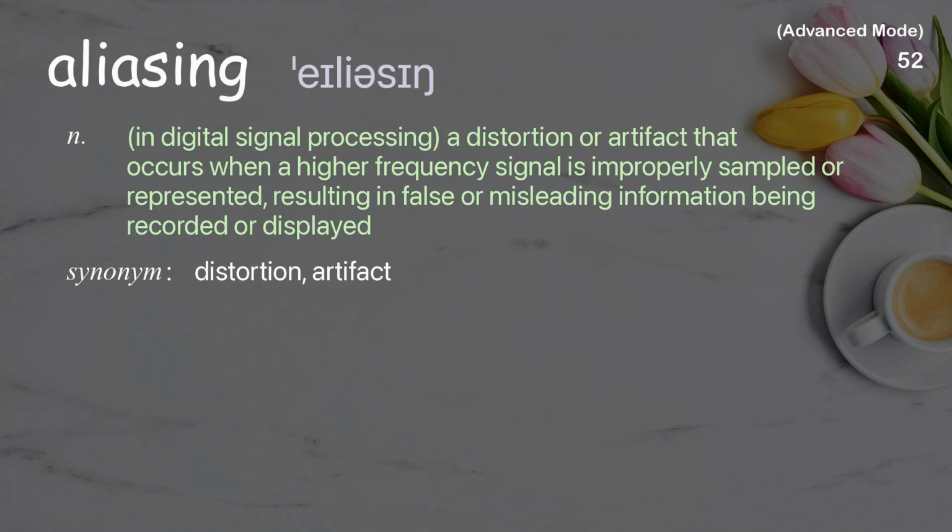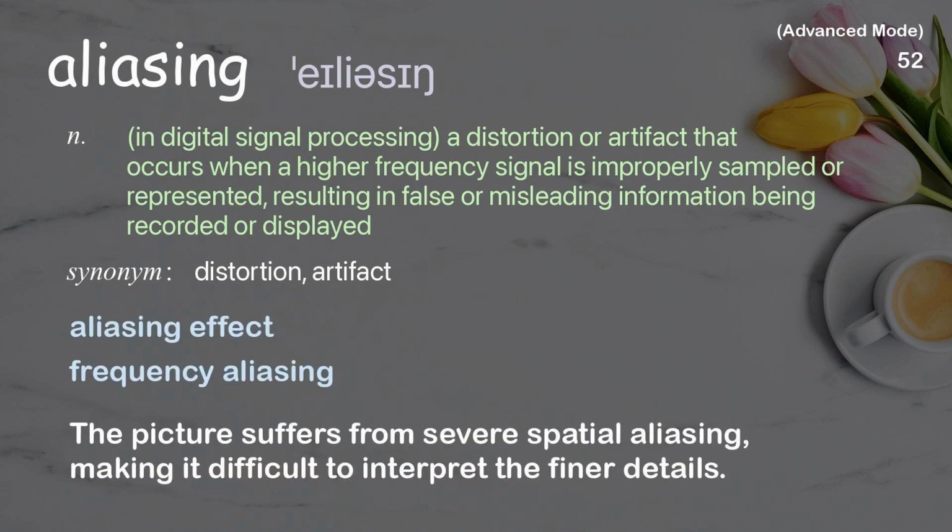Aliasing. In digital signal processing, a distortion or artifact that occurs when a higher frequency signal is improperly sampled or represented, resulting in false or misleading information being recorded or displayed. Examples: Aliasing effect. Frequency aliasing. The picture suffers from severe spatial aliasing, making it difficult to interpret the finer details.